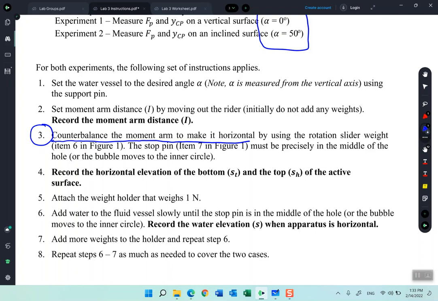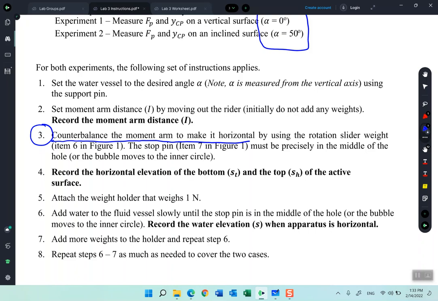To make it horizontal is called counterbalance. I'm trying to balance the system, because the whole idea of the experiment is using the moment balance. If the system is not balanced before making the experiment, this means I am not working correctly. So how can I put the system in balance? I can do that by using this weight. I can move this weight to this side so it will be heavier, or I can move this weight to the other side so it will be heavier.